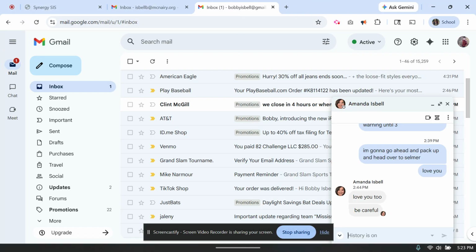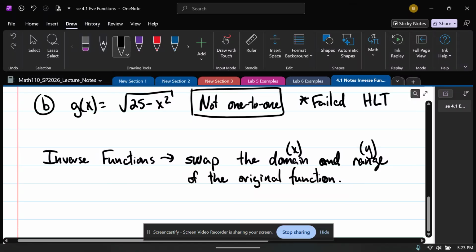Close a couple of these tabs and see if that helps us. It's slow on the thing.